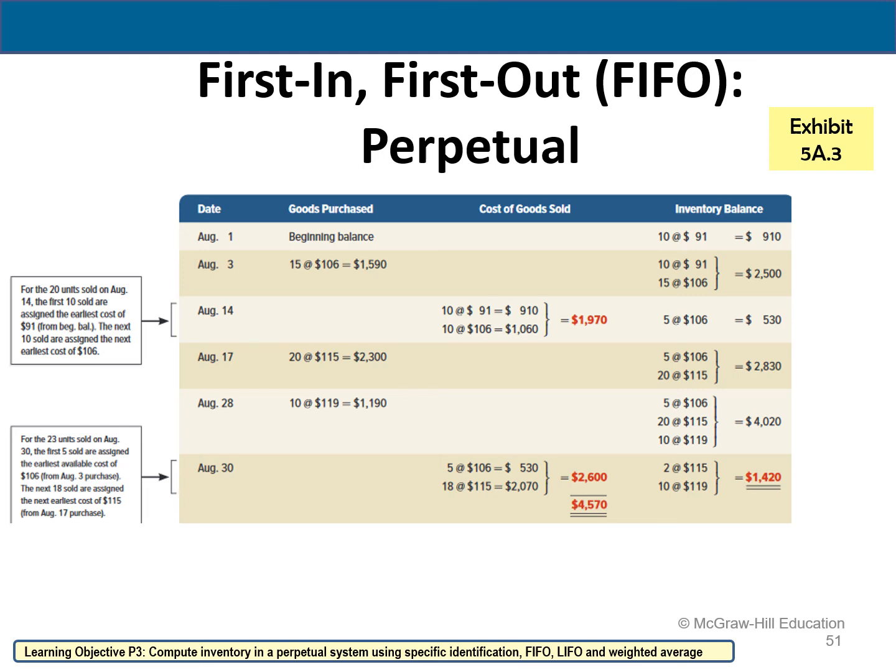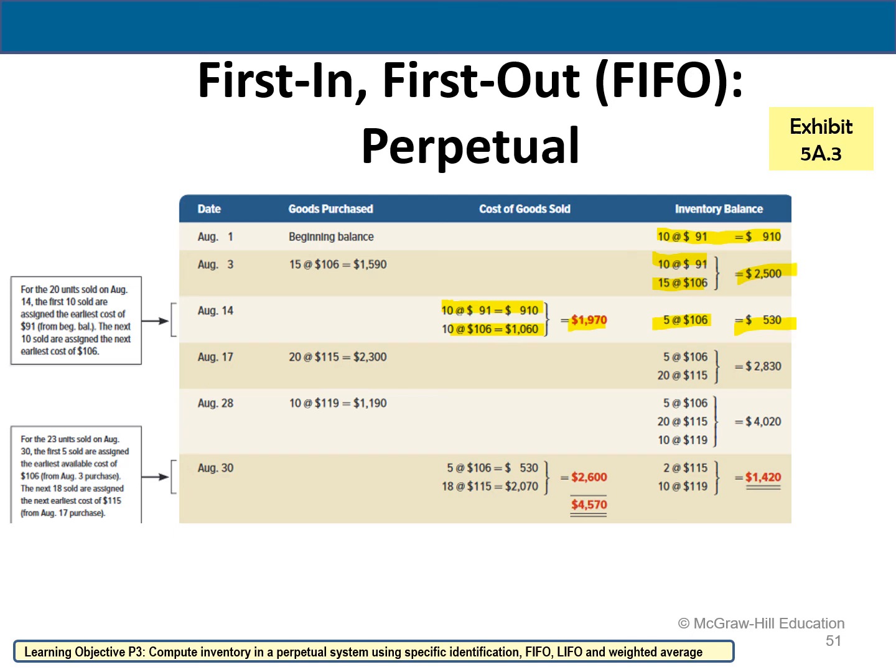So the beginning balance, we have 10 units at $91 or 910 bucks. Then we buy 15 at 106. So now we've got that 10 at 91, the 15 we bought at 106 for a total of 2,500 bucks. Then we sell 20 units, and if we're selling first in, first out, we're selling our 10 from our beginning inventory, and then we're selling 10 of the 15 that we purchased on August 3rd for a total of 1,970. So what remains is the 5 left from the August 3rd purchase at 106 or $530.